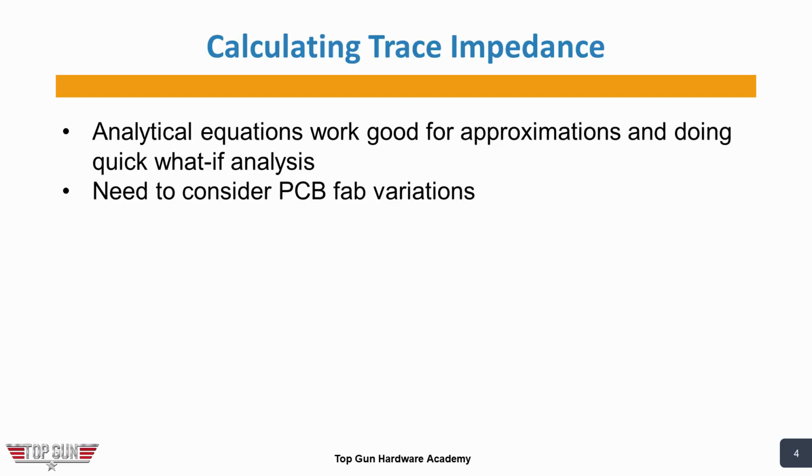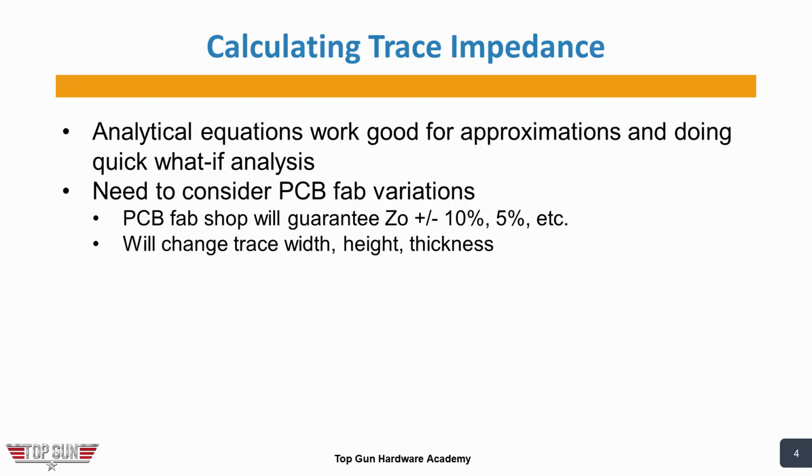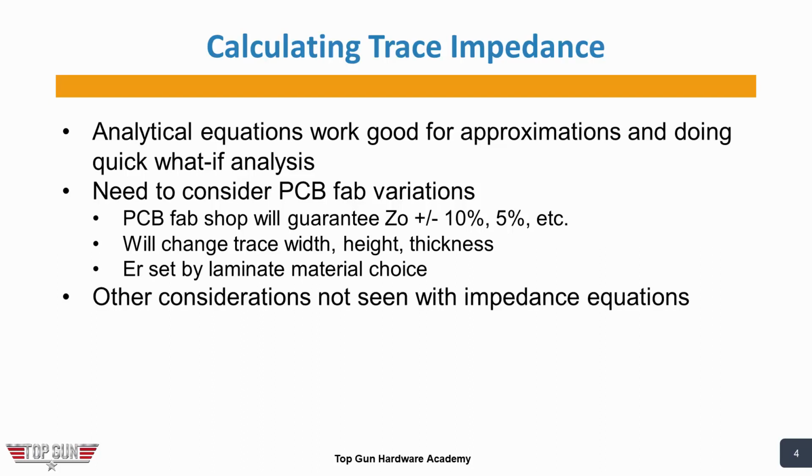You need to consider the PCB fabrication variations at some point in your PCB stack-up planning. The PCB fab shop will guarantee your impedance usually to plus or minus 10%, or you can pay more for tighter tolerances, say plus or minus 5%. Depending on your tolerances, the PCB fabricator you're using and the process you're using, the PCB fabricator will change the trace width, the height, and the thickness of your laminates in order to reach your target impedance. The dielectric constant is set by the laminate material choice though.